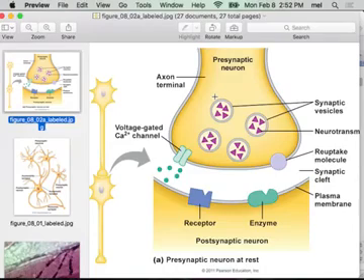So imagine that in this analogy, the pitcher can throw the ball and the catcher can catch the ball, but the catcher cannot throw it back. He has to roll it back, right? So for instance, the presynaptic cell can reuptake, but it's not going to respond to the neurotransmitter.